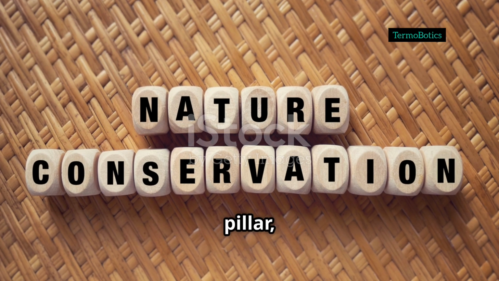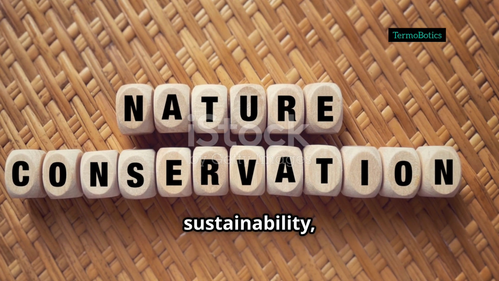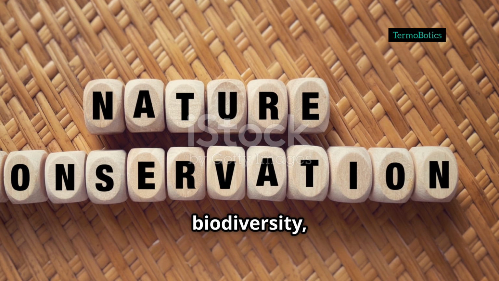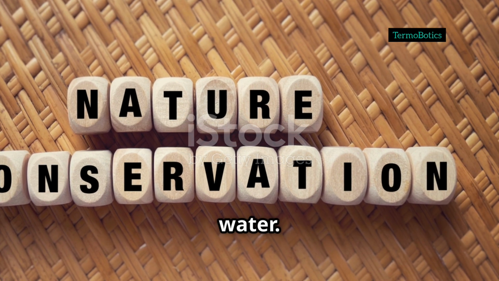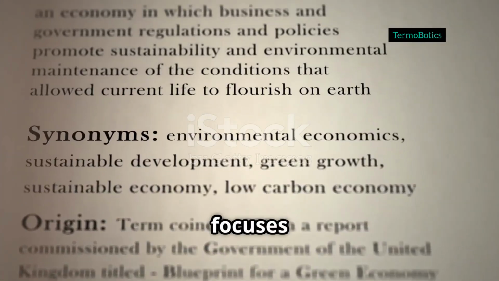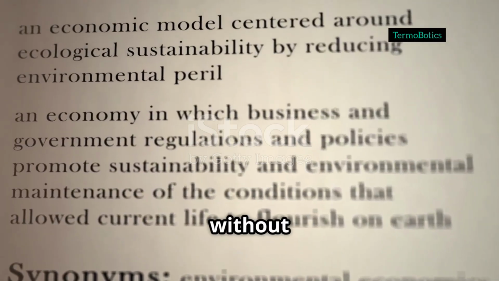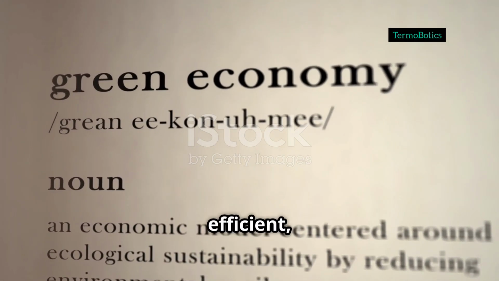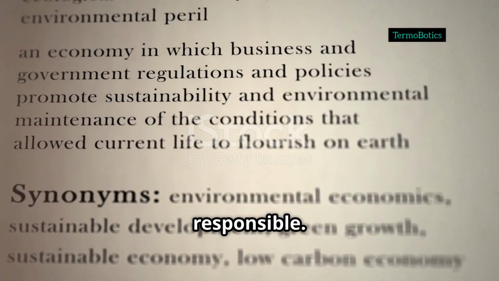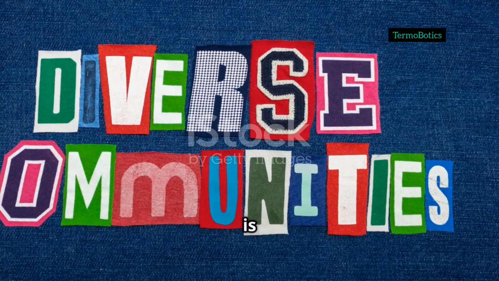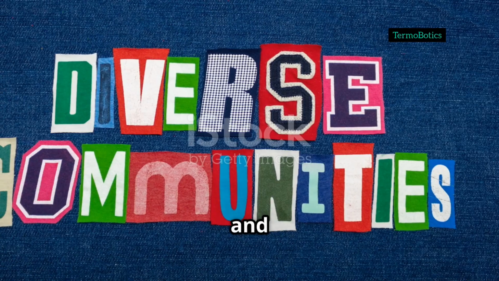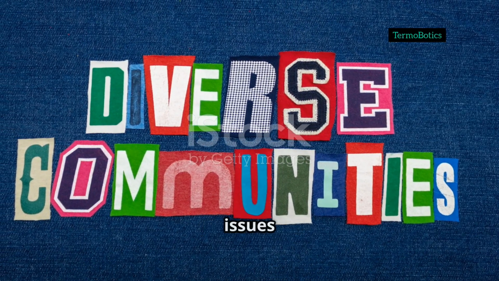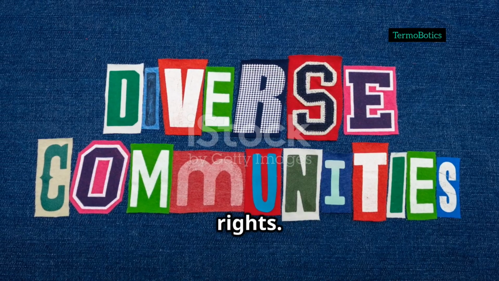The ecological pillar, often called environmental sustainability, is about protecting the planet's natural systems. It involves conserving biodiversity, maintaining the health of our air and water. The economic pillar focuses on creating long-term prosperity without harming the environment. It promotes businesses and industries that are efficient, innovative, and responsible. Finally, the social pillar is about ensuring fairness, equity, and a high quality of life for all people, now and in the future. It addresses issues like health, education, and human rights.